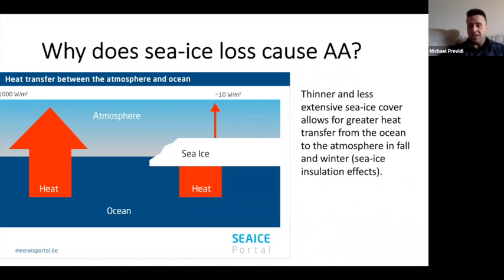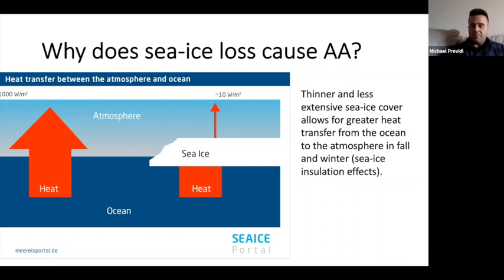And you see in the schematic here on the right, when sea ice is present, maybe a typical value of the heat transfer from the ocean to the atmosphere would be about 10 watts per meter squared. When sea ice goes away, though, when it gets thinner and becomes less extensive, that heat transfer from the warmer ocean to the much colder atmosphere increases dramatically. It can increase by up to 2 orders of magnitude, as shown here in the schematic. So we can go from a heat flux of 10 watts per meter squared from the ocean to the atmosphere to up to 1,000 watts per meter squared.